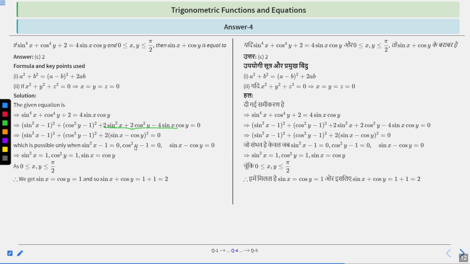which is possible only when sin square x minus 1 is equal to 0, cos square y minus 1 is equal to 0, and sin x minus cos y is equal to 0, which implies sin square x is equal to 1, cos square y is equal to 1, and sin x is equal to cos y. As x, y is between 0 to pi by 2, therefore we get sin x is equal to cos y is equal to 1. So sin x plus cos y is equal to 1 plus 1, because each term sin x and cos y is equal to 1. Therefore, sin x plus cos y is equal to 2.